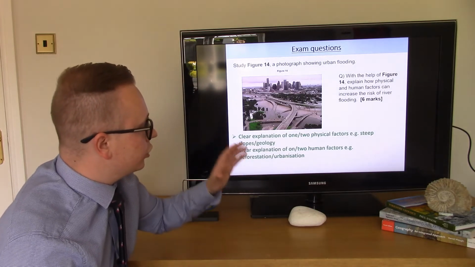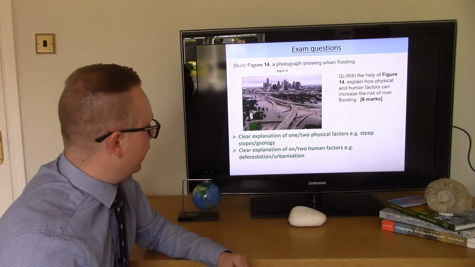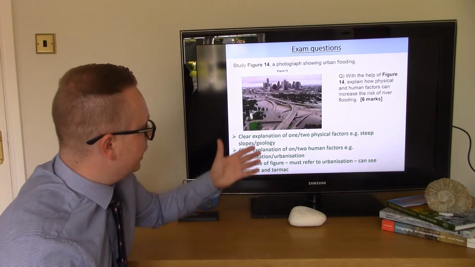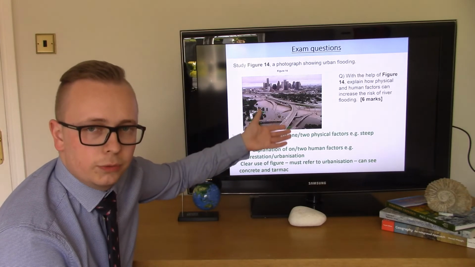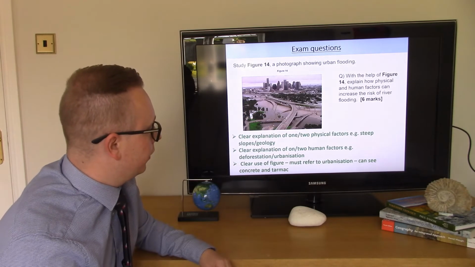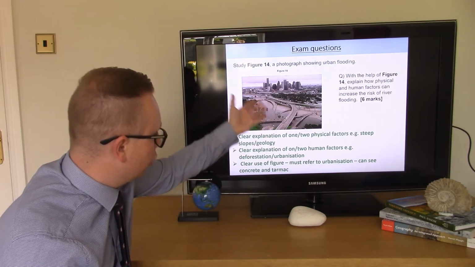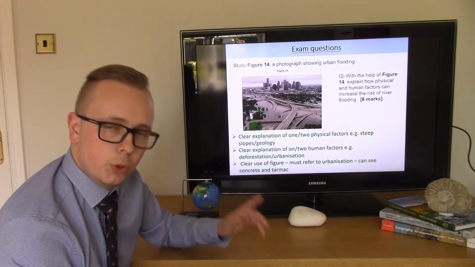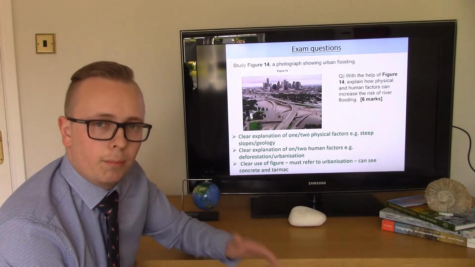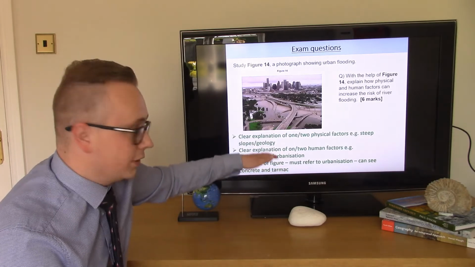But of course, because this is a figure question as well, we must refer to the figure. And we can see that this is an urban environment, so we can talk about how urbanisation increases flood risk, a human cause of increased flood risk. And we can say that in the image we can see lots of concrete and tarmac, which are impermeable, which increase the flood risk. So you must refer to the figure if you're going to access the top marks, even if your knowledge explanation in the first part of this answer is very good.